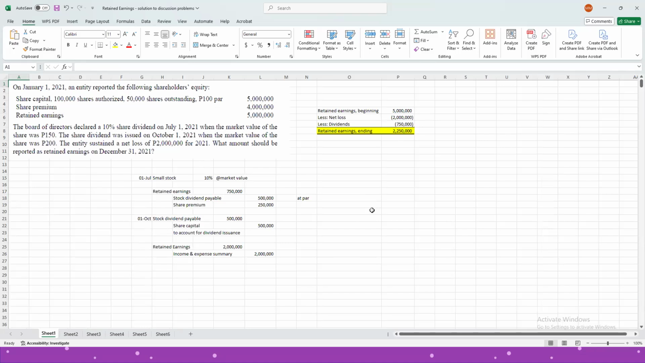Pag-usapan muna natin, is this a small stock or big stock? So in this case, it's a small stock, kasi given naman dyan, sabi 10% share dividend. So if it's 10% share dividend, we have to recognize the reduction to retained earnings at market value.